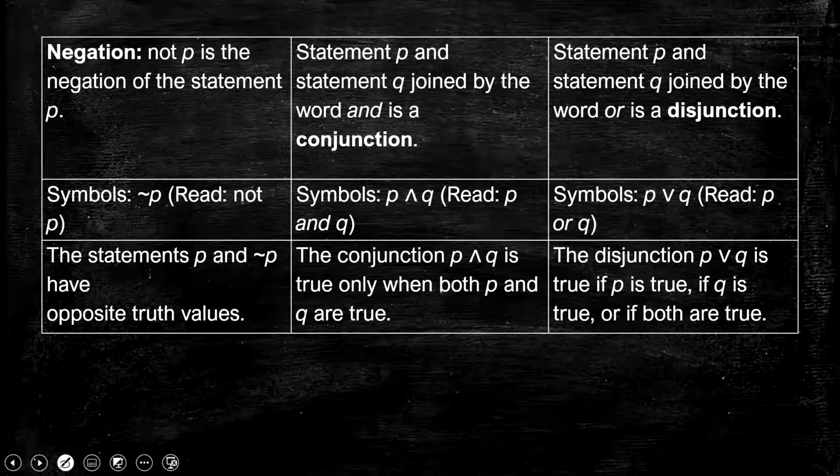The negation is not P. The symbol is the squiggly P. And the statements P and not P have opposite truth values. If P is true, not P is false. If P is false, not P is true.